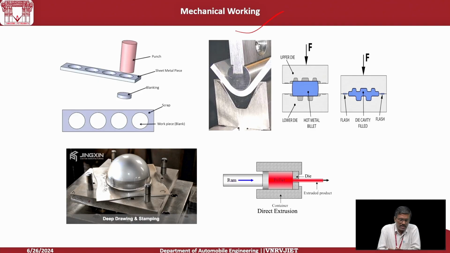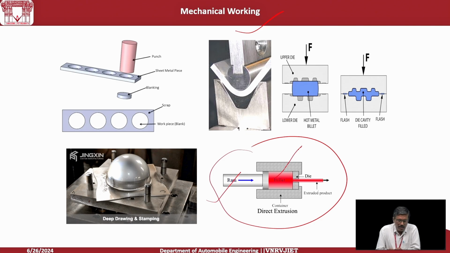For example, you can see in this diagram, the raw material we have taken here in the form of a round cylinder, and that round cylinder we place into a chamber after heating. Then that billet is forced through this die, so that the raw material, initially a larger cylinder, is converted into a smaller cylinder.